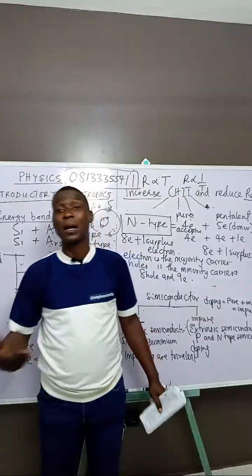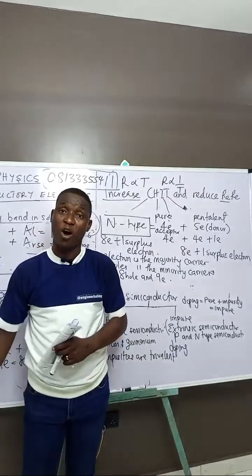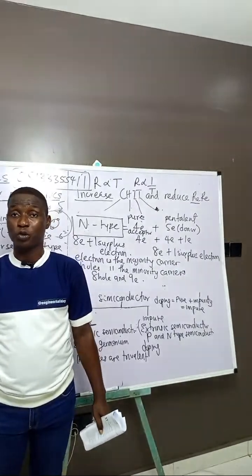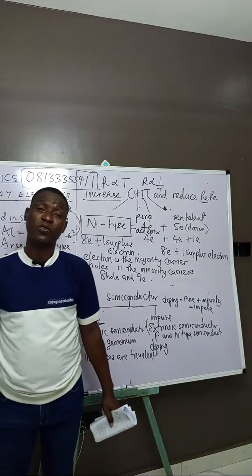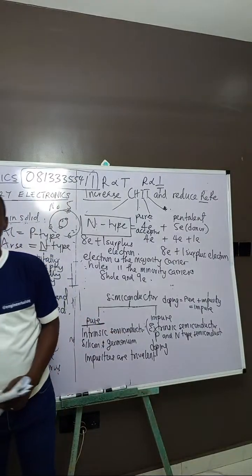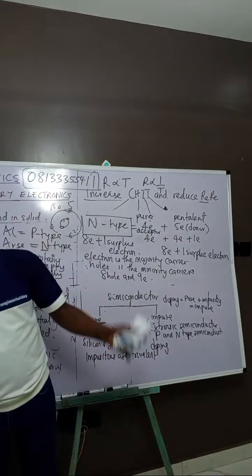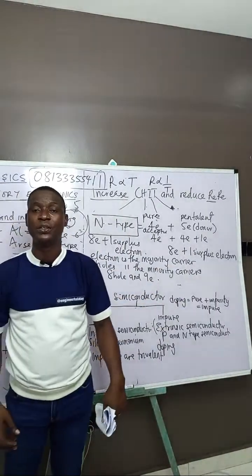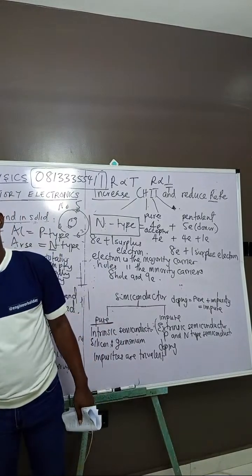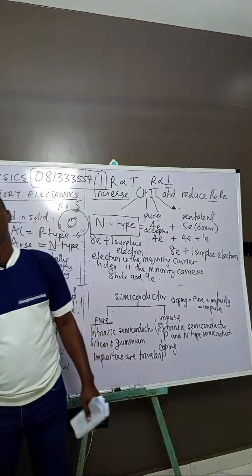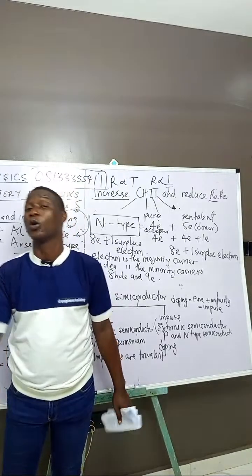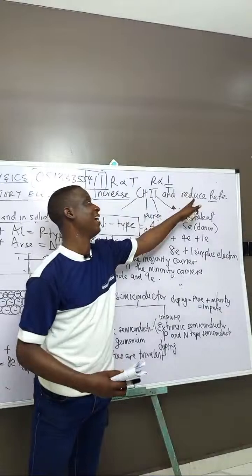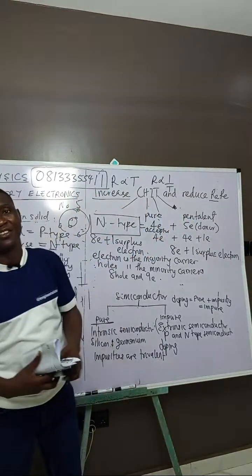We have also talked about two types of semiconductor, which are pure and impure semiconductors. Pure are intrinsic, which has the number of electrons equal to the number of holes. And impure semiconductors are achieved or produced as a result of doping. Doping is a process of adding an impurity to a pure semiconductor. And doping helps to improve the conductivity of the semiconductor, because the impurity brings about what? It increases conductance and reduces resistance.